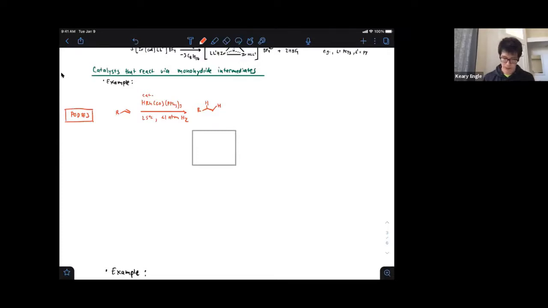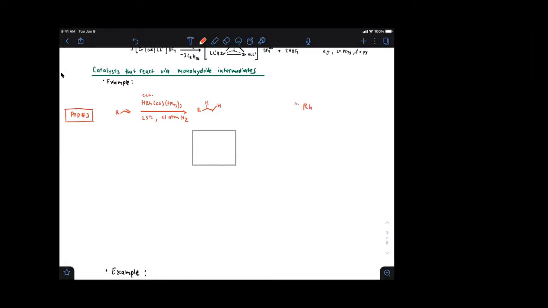Okay, Fang, what is the electron count for this complex? So it's rhodium 1. Okay. And it's a d8.